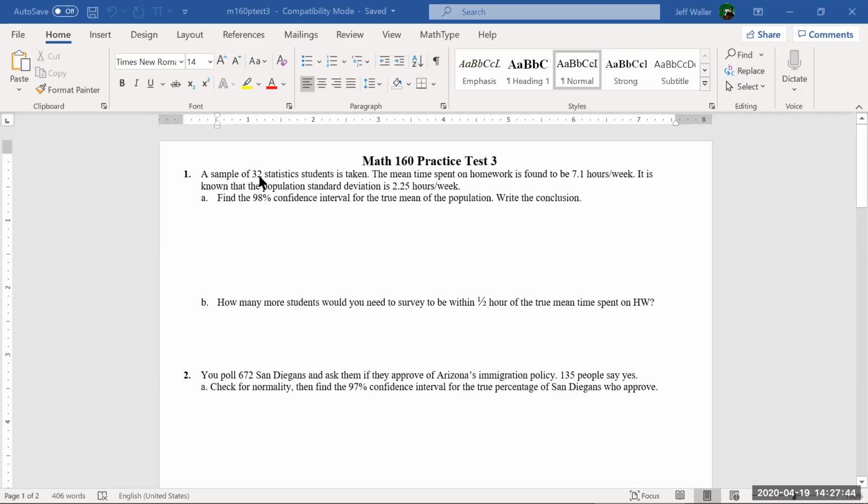So notice they give me n is 32. They give me a mean time found from the sample. That's the sample mean then. But it is known that the population standard deviation, interesting, so that's a sigma, right? So when I say find the 98% confidence interval, one thing you really still need to do is tell me why you're allowed to do what you're about to do.